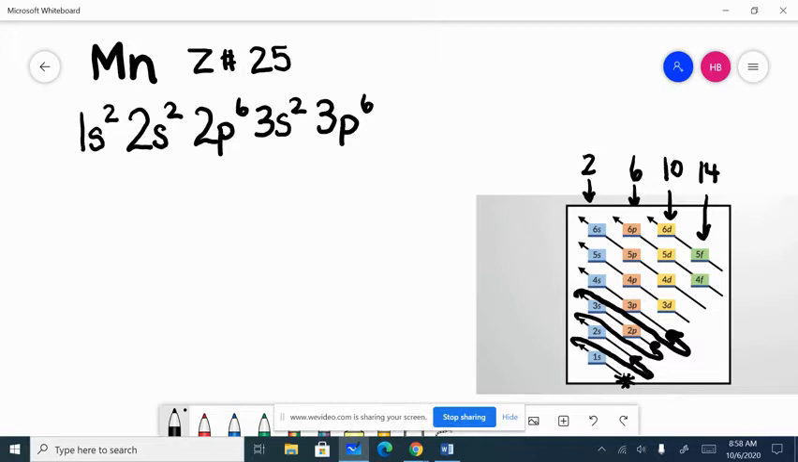So after 3p comes 4s, and 2 electrons go in there. So now I have 2, 4, 10, 12, 18, 20 electrons, and I'm at the end of this. And I'm now going to be in 3D. 3D will not be full though, because this is 20 electrons and I only need 5 more. And if you notice, manganese is in the 5th position of 3D. This is how you do complete electron configurations.